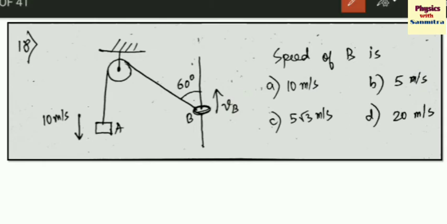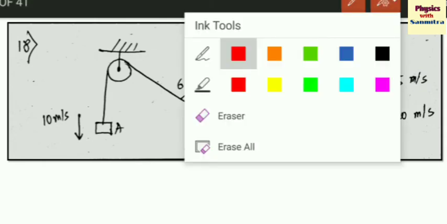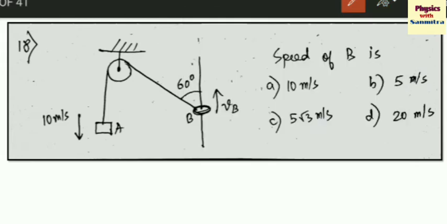Now to solve this question again, I will advise you to watch my constant motion playlist once before attempting this question. If you know it, then it's okay. See, for the string to be taut, meaning tight, the velocity of every particle of the string should be the same.